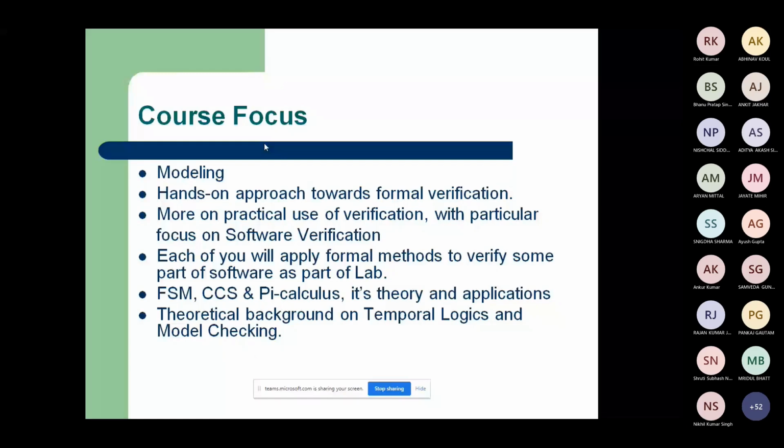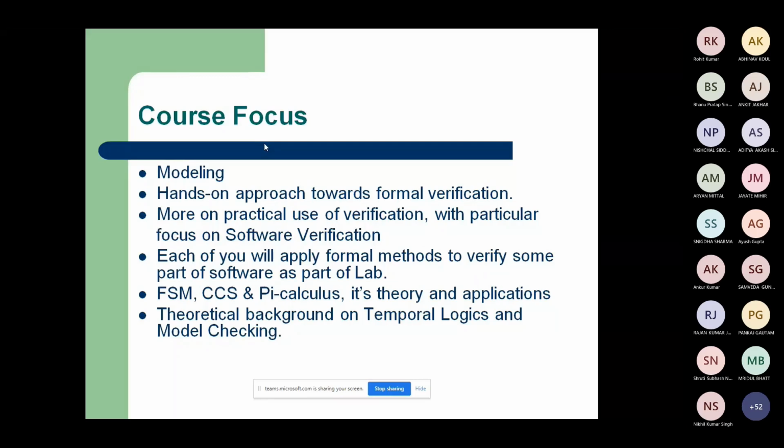Then further, hands-on approaches towards formal verification. That means today itself I will try to enable you to write certain small programs in a certain language by which you are going to do verification, because there is a lab course associated with this course. You will be given certain examples which you are supposed to solve in your labs. By the end of this class you will be able to see how we can try to solve a very small example as far as the verification problem is concerned.